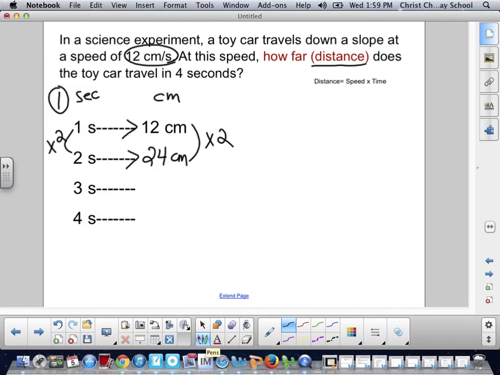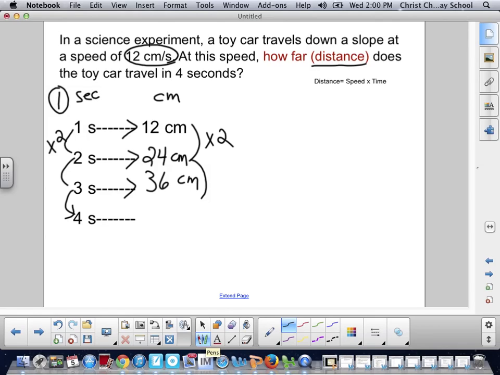So we are going to add another second, 3 seconds. How far are we going to go? Well, how would we figure that out in 3 seconds? We're just going to add another 12 centimeters to our 24 centimeters. So 12 plus 24, go ahead and do mental math for that. 12 plus 24, you got it. It is 36 centimeters.